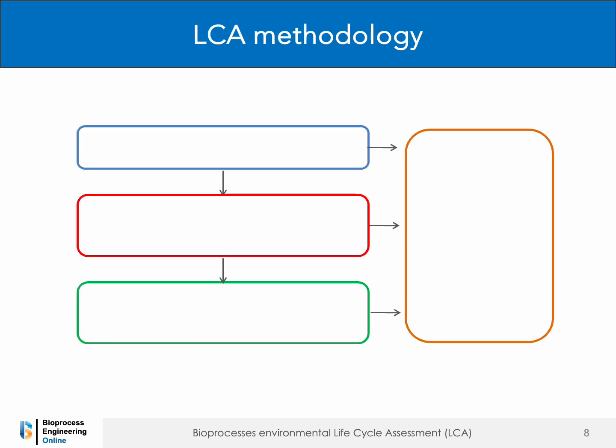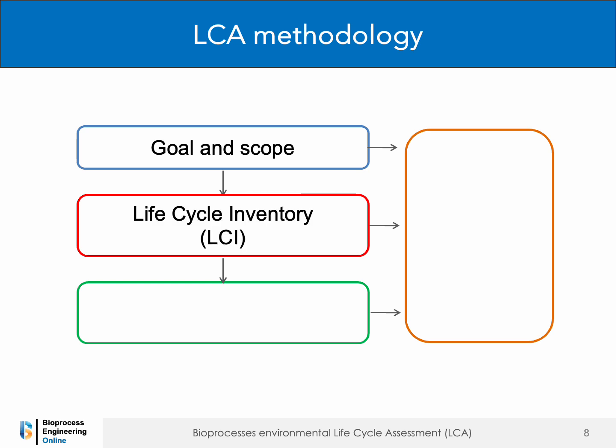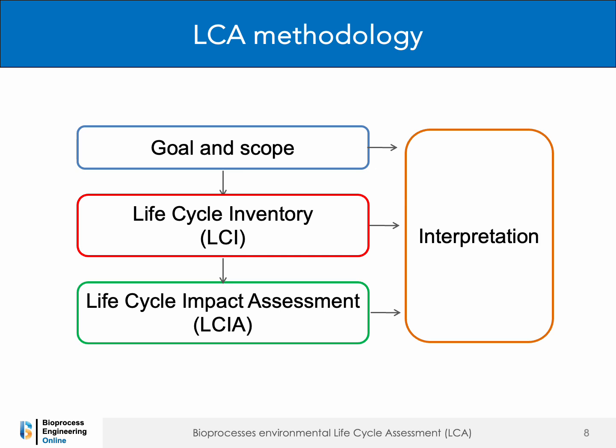The LCA methodology, as recommended by standards, consists of four phases. The definition of the goal and scope of the study. The life cycle inventory, LCI. In this stage, data are collected on the inputs, raw materials, energy, and outputs, emissions, wastes, associated with each stage of the product's life cycle. Life cycle impact assessment, LCIA. Here, the environmental impact indicators of the life cycle are evaluated and characterized. Finally, the results interpretation. The final stage involves interpreting the results of the assessment, drawing conclusions, and making recommendations for improvement.